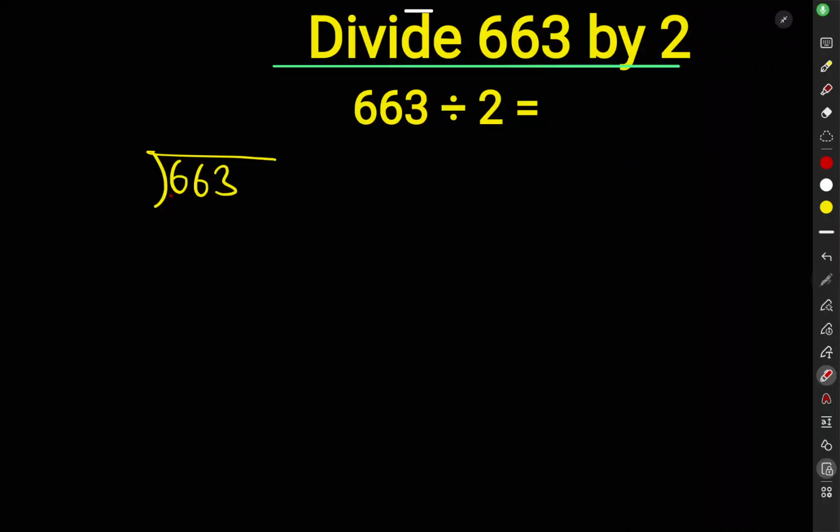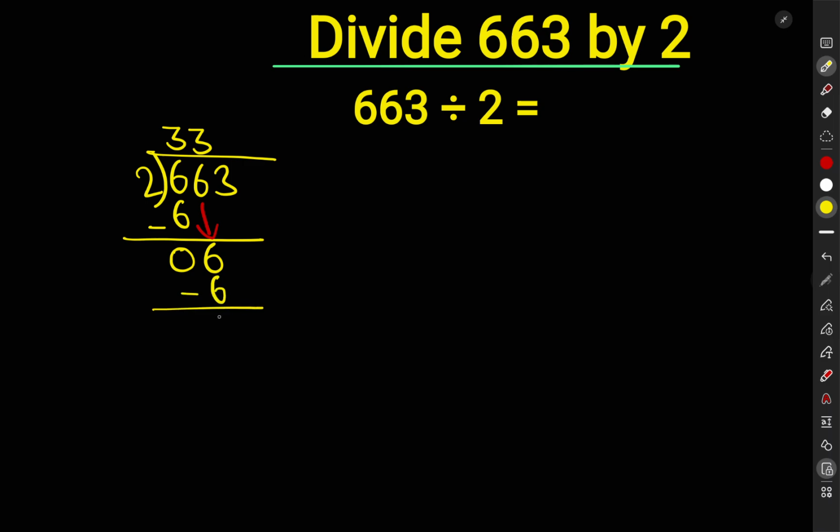We divide 663 by 2 in a long division method. So 2 times 3 is 6. On subtracting we get 0. So now we put down this 6 and 2 times 3 is 6.